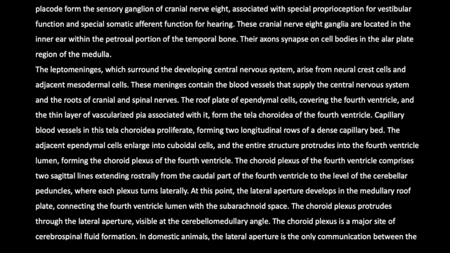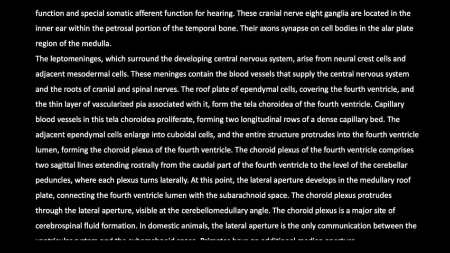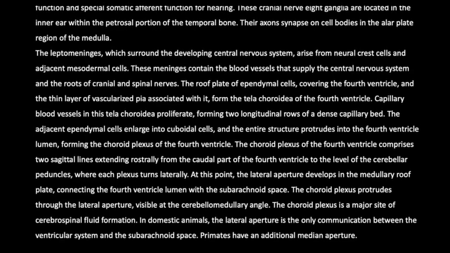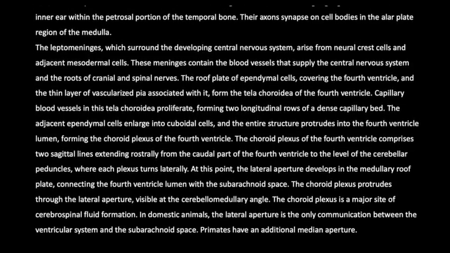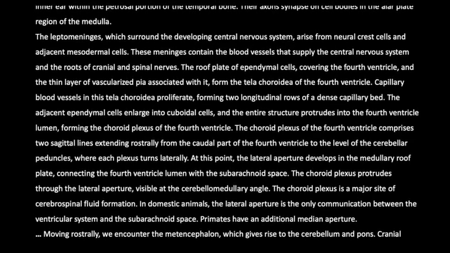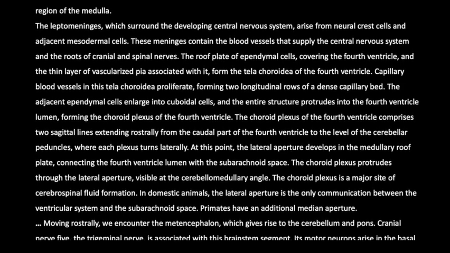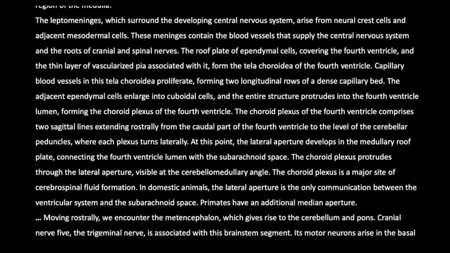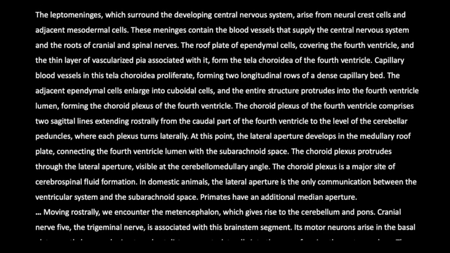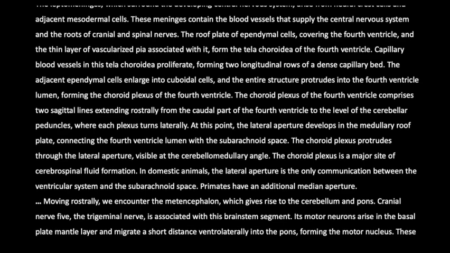The roof plate of ependymal cells, covering the fourth ventricle, and the thin layer of vascularized pia associated with it, form the tela choroidea of the fourth ventricle. Capillary blood vessels in this tela choroidea proliferate, forming two longitudinal rows of a dense capillary bed. The adjacent ependymal cells enlarge into cuboidal cells, and the entire structure protrudes into the fourth ventricle lumen, forming the choroid plexus of the fourth ventricle.